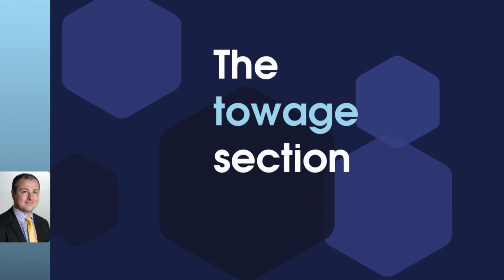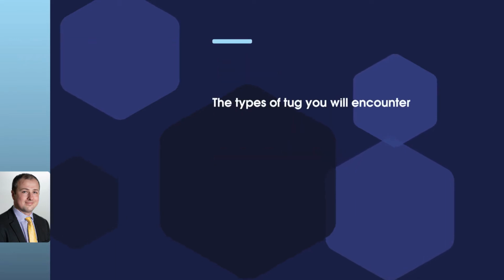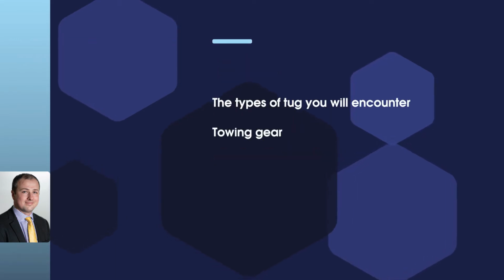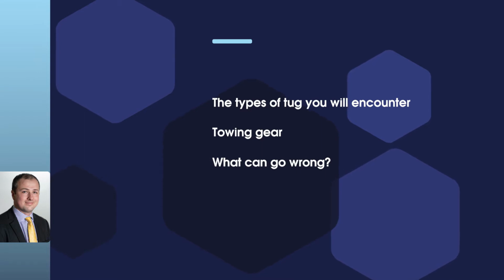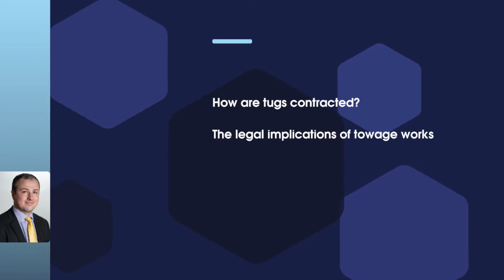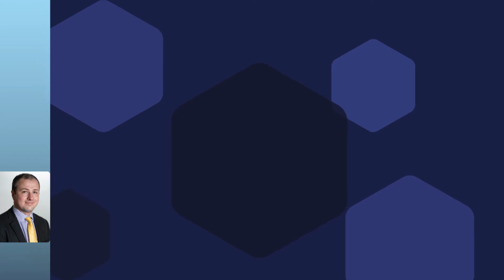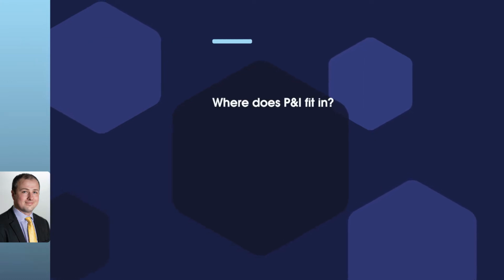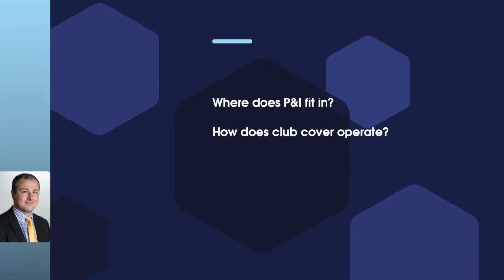In the towage section, we begin with the practical aspects of towing, such as the types of tug you will encounter, their towing gear, and the things which can go wrong during a towage operation. We then look at how tugs are generally contracted, and what sort of legal implications typically flow from towage works. Finally, we'll look at where P&I fits in and how club cover in this tricky area operates, both from the point of view of a vessel towing and one being towed.